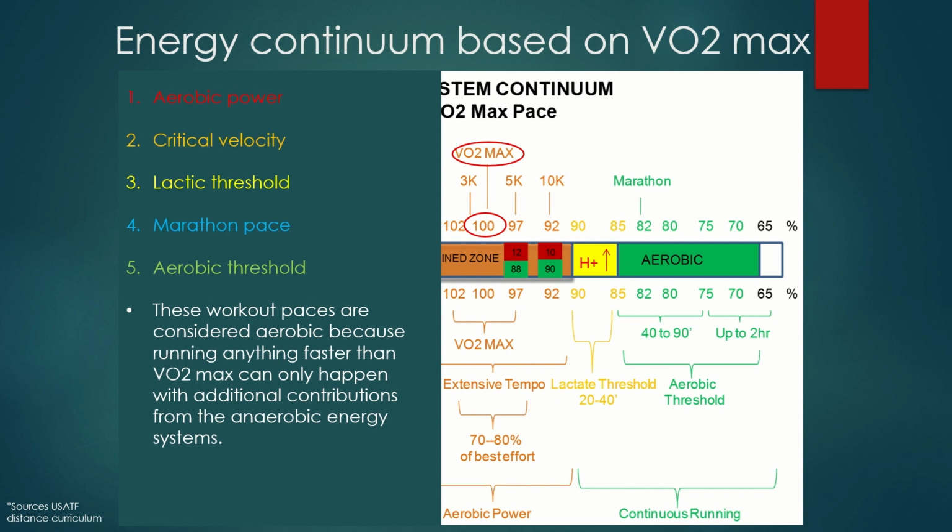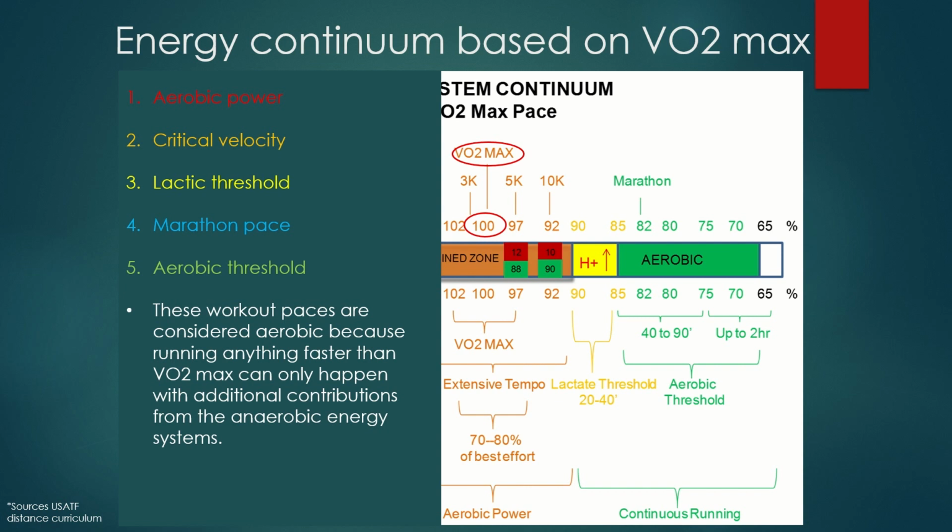And the reason why all of these workout paces are considered aerobic is because running anything faster than aerobic power or VO2 max can only happen with additional contributions from the anaerobic energy system. So VO2 max is the fastest your aerobic energy system can go. Why is that? That last slide I just showed you shows how complex things are with producing energy aerobically, with the electron transport chain and the Krebs cycle. Because of all of that, there's a limiting factor on how fast your body can produce that energy aerobically.